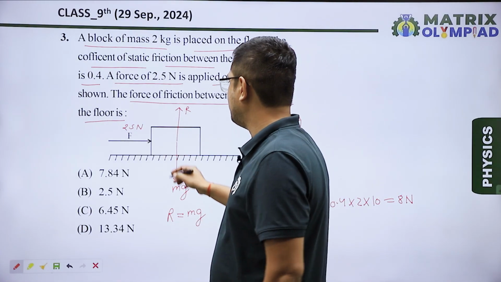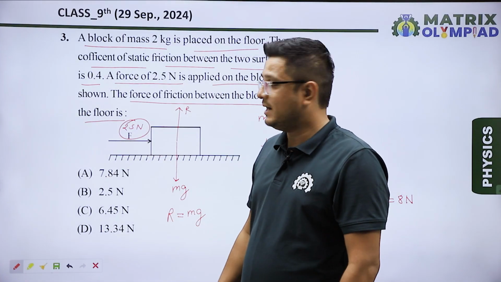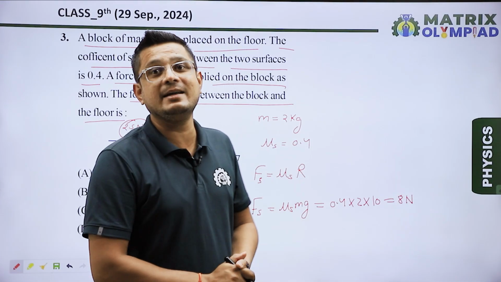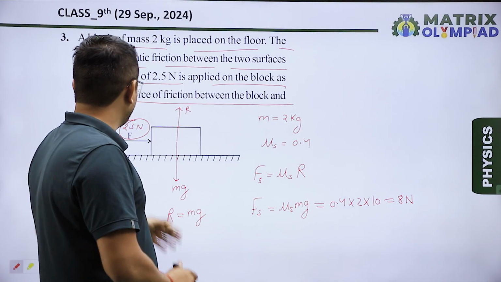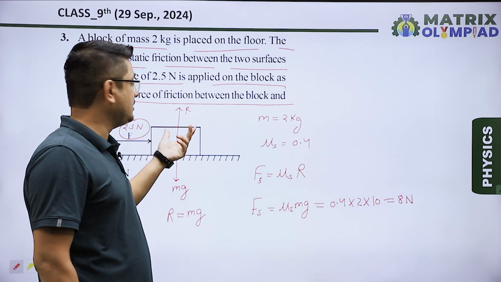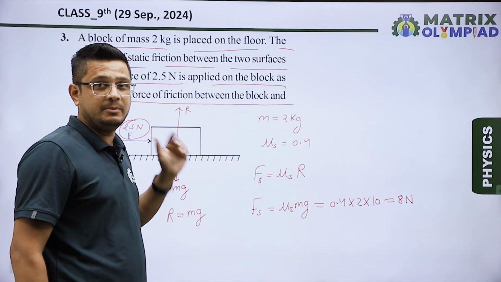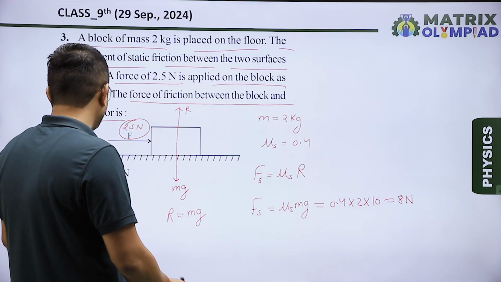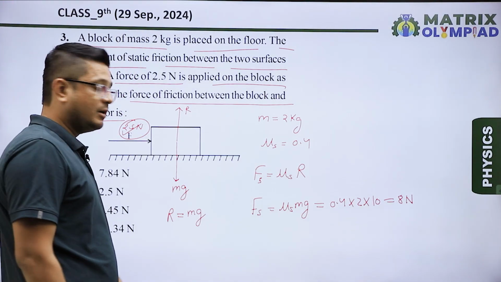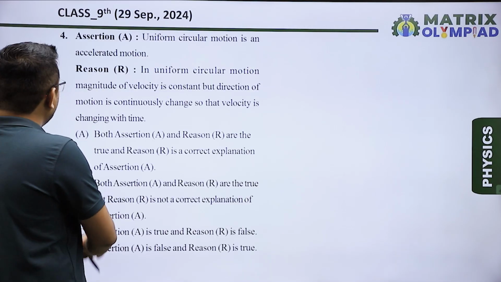So if we are applying a 2.5 Newton force, this block will not move, and this is because of static friction. Static friction is a self-adjustable force. We are applying an external force of 2.5 Newton and the block will not move, that means it is also in horizontal equilibrium. That means the value of friction force will also be equal to 2.5 Newton. So the correct answer is option B. Next question.